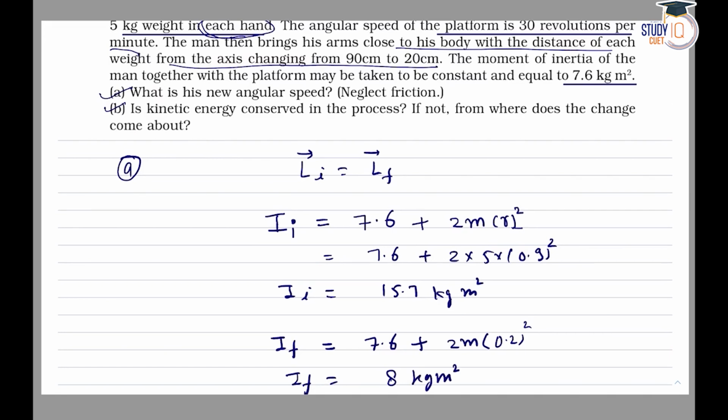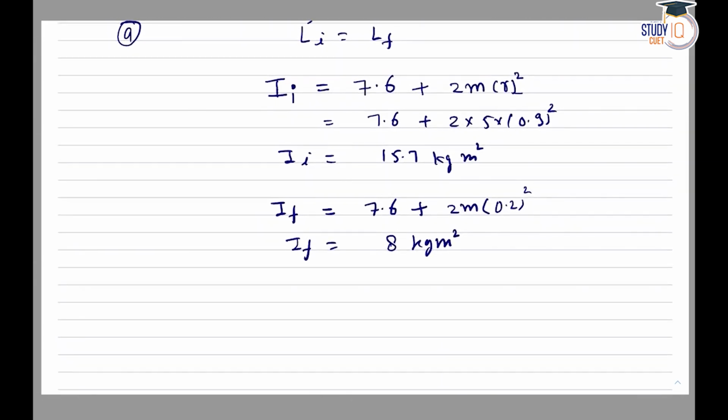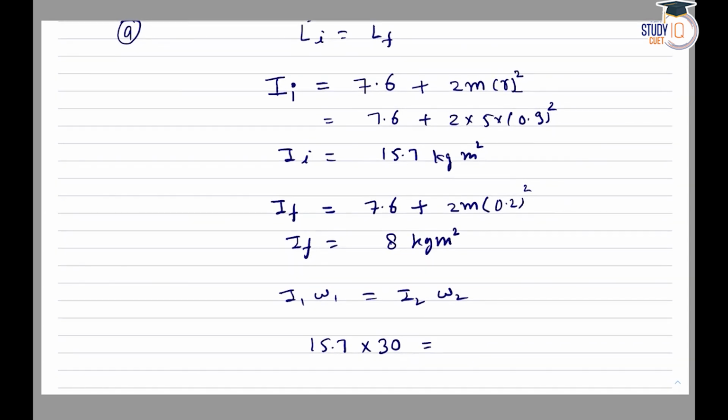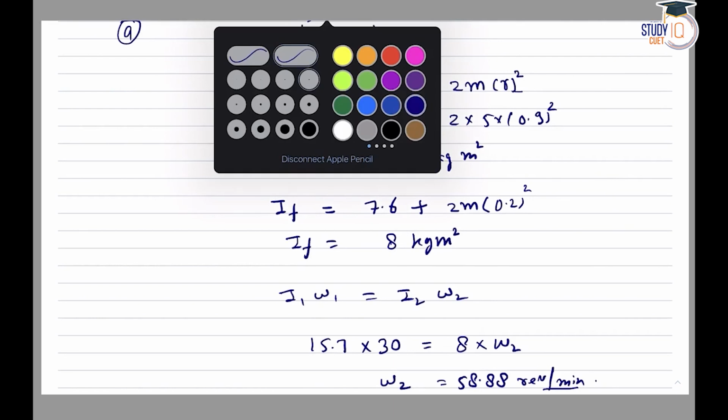Now we can use the concept of conservation of angular momentum, that I1 omega 1 is equal to I2 omega 2. The initial moment of inertia is 15.7, the initial omega is 30 revolutions per minute, equal to the final moment of inertia 8 into omega 2. So the value of omega 2 comes out to be 58.88 revolutions per minute. This is the value of the final angular velocity, which has increased.